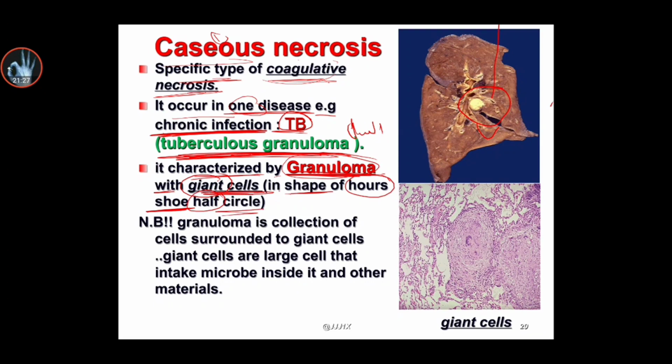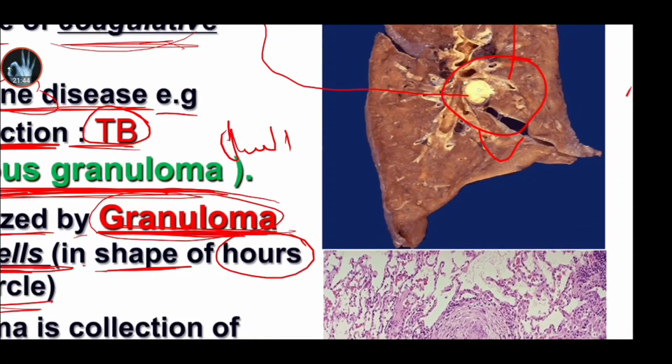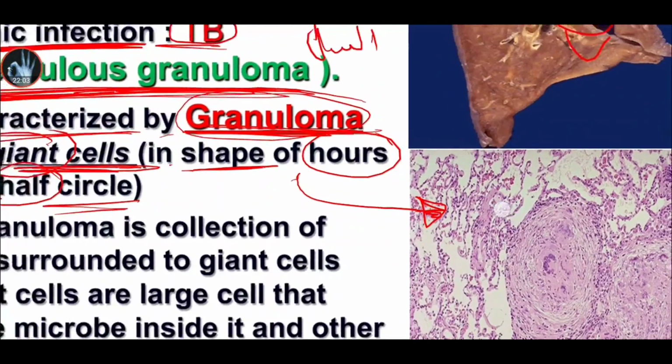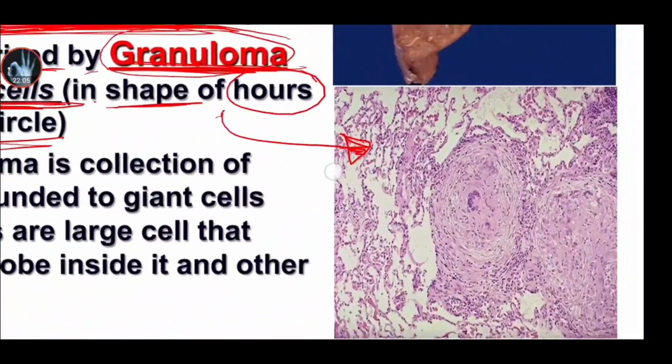What is the meaning of this sentence? One of the main characteristics of tuberculosis or caseous necrosis is that it looks like cheese. If you see this yellow spot, it's like cheese. This is the clinical feature. Also there are other features under the microscope. Let's see here. There is something called granuloma with giant cells.